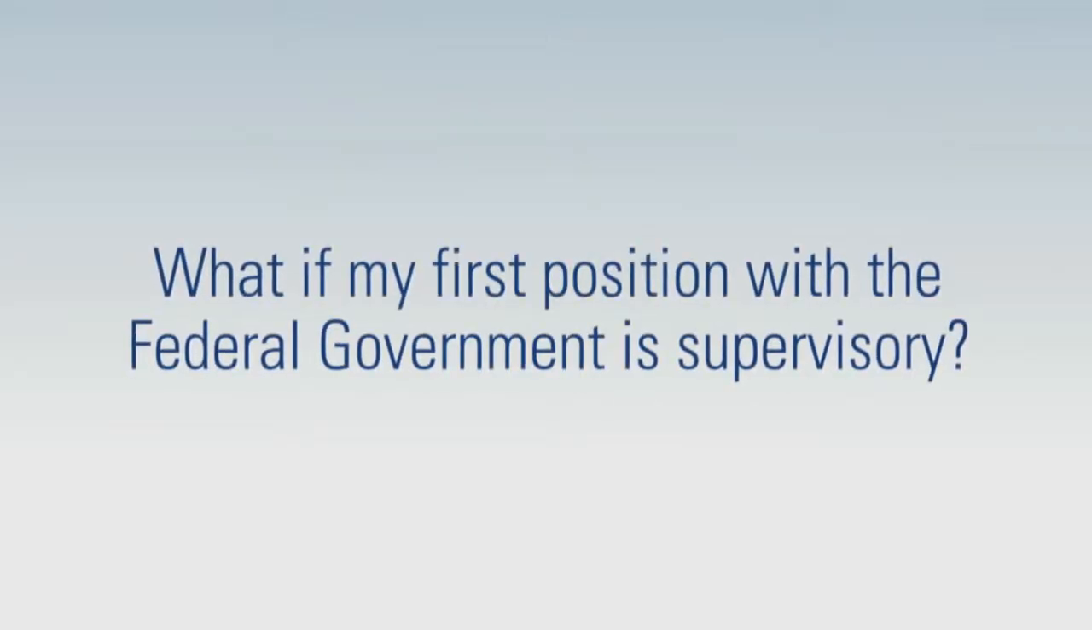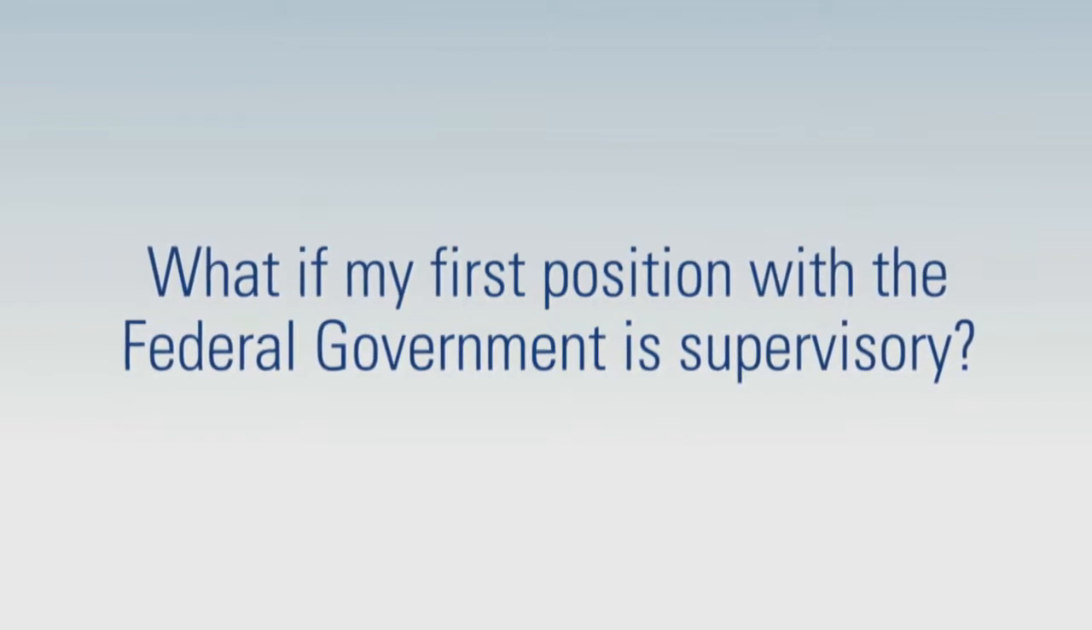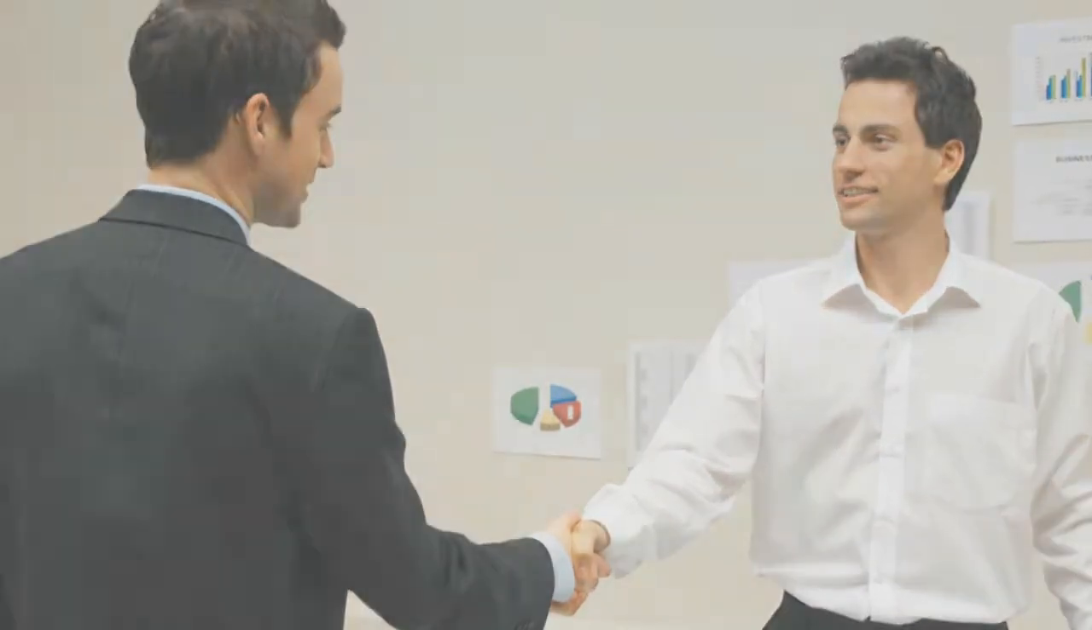When you're appointed to your first supervisory position, you will serve a supervisory probationary period of 1 year. If your first position with the federal government is a supervisory position, you'll be required to serve both a probationary period and a supervisory probationary period at the same time. The probationary period, however, takes precedence.